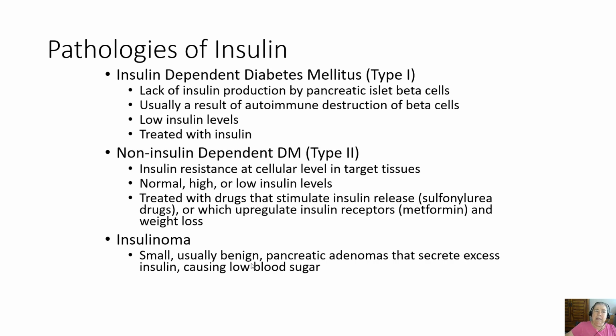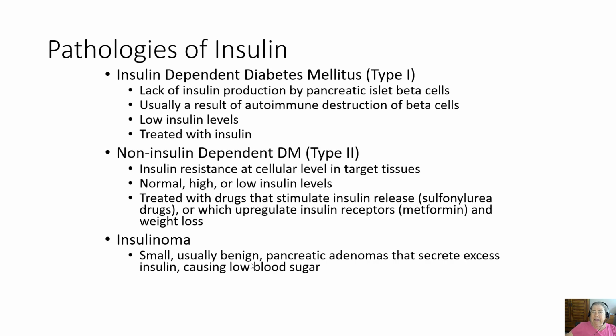In type 1 insulin dependent diabetes, the pancreatic islet cells are destroyed and they quit making insulin. Most often, this is a result of an autoimmune disorder in which antibodies to pancreatic beta islet cells cause destruction of the beta islet cells, and people with insulin dependent diabetes mellitus have low insulin levels, and the treatment is insulin. It's quite different from non-insulin dependent diabetes.